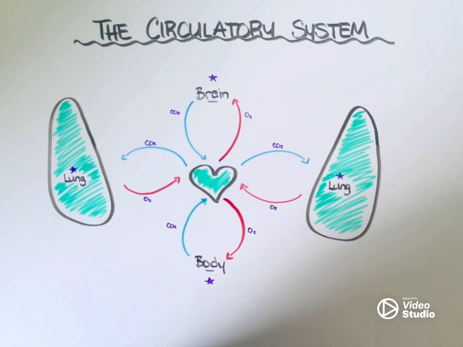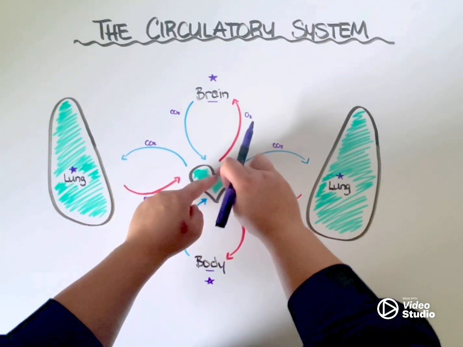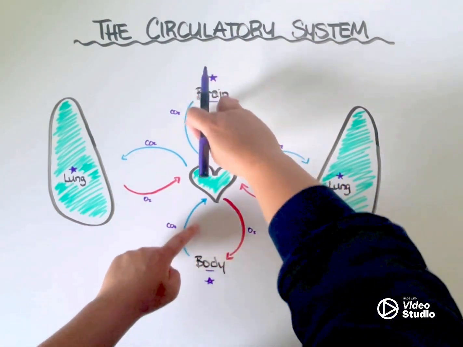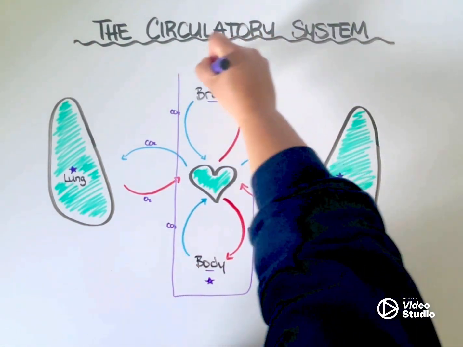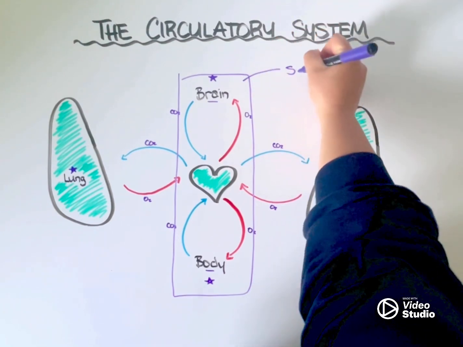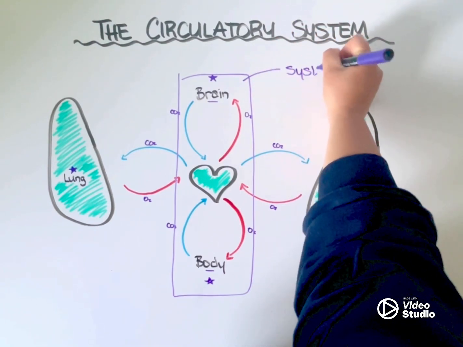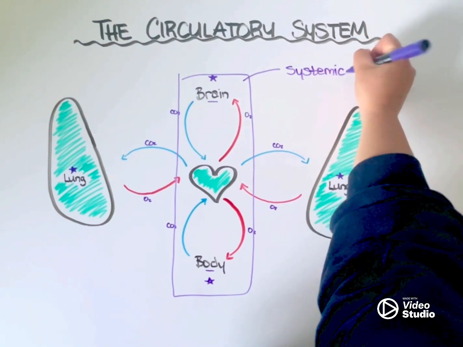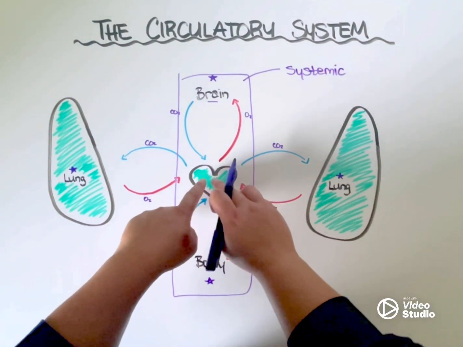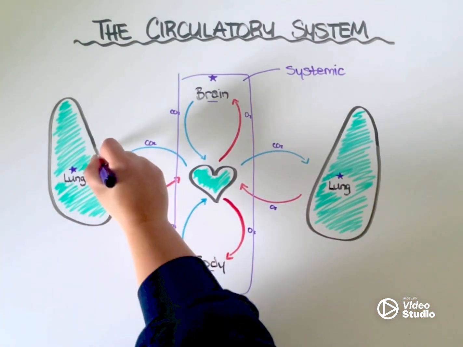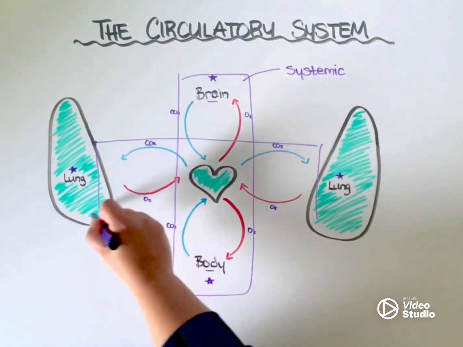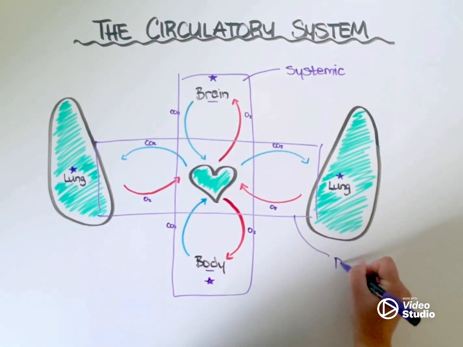So what we have here are two loops or two pathways that blood flows through. The first pathway, where it goes from the heart out to the body and brain and then back to the heart again, that pathway is known as the systemic pathway or systemic loop. Whereas the path where blood comes back to the heart, gets pumped to the lungs, and then back to the heart again to get pumped back out, that is known as the pulmonary pathway or pulmonary loop.